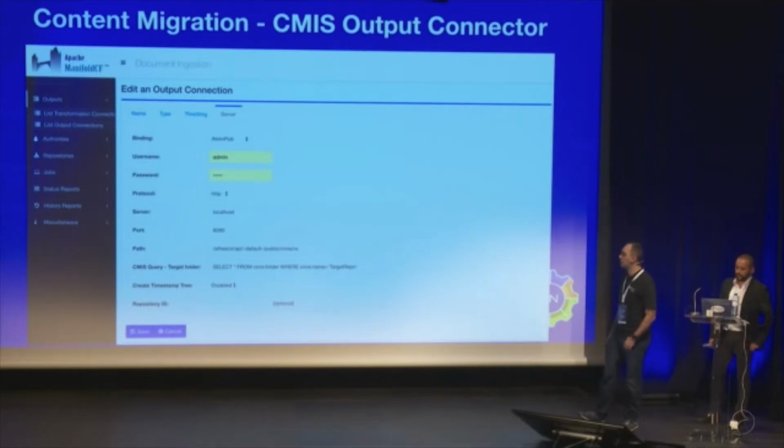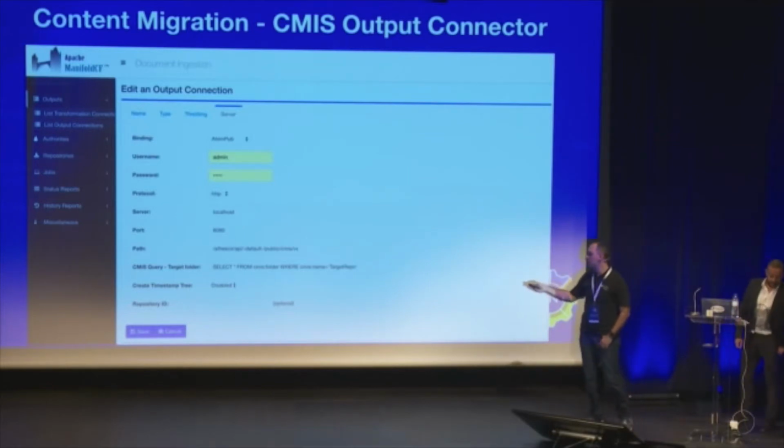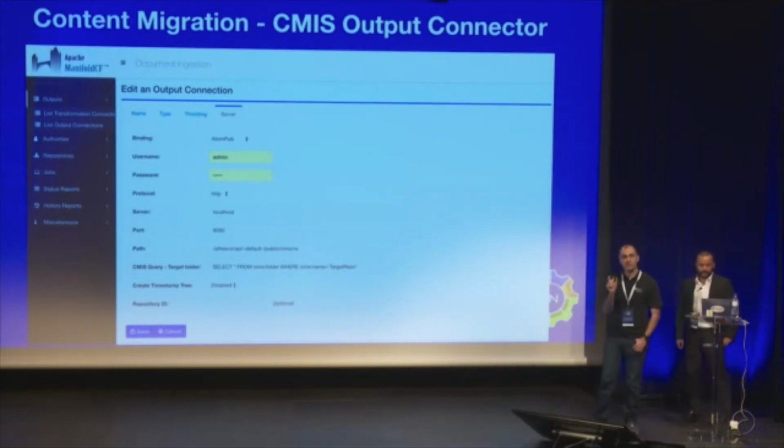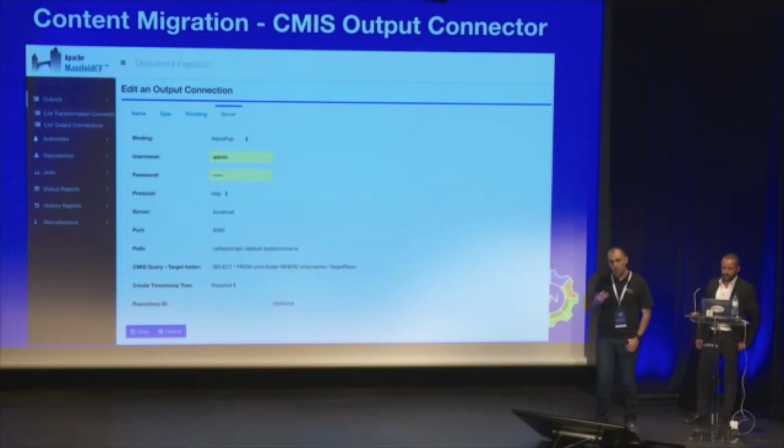We want to migrate our content to Alfresco, and we only need to set the endpoint and a CMIS query where we can identify the target folder related to this drop zone. So we are migrating content over there. We have also the create timestamp tree.